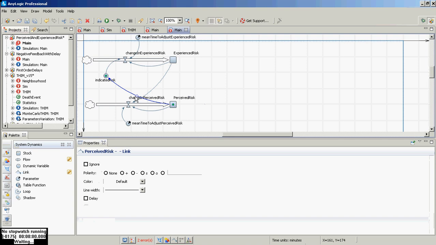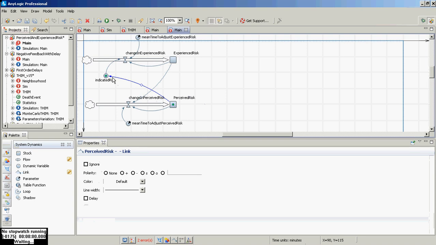So now we've got a coupled system, and we've got to make this a negative link. We've got to make it negative polarity. So the higher the perceived risk, the lower the indicated risk. Okay? So in other words, the higher the perceived risk, the lower the risk we're willing to tolerate.